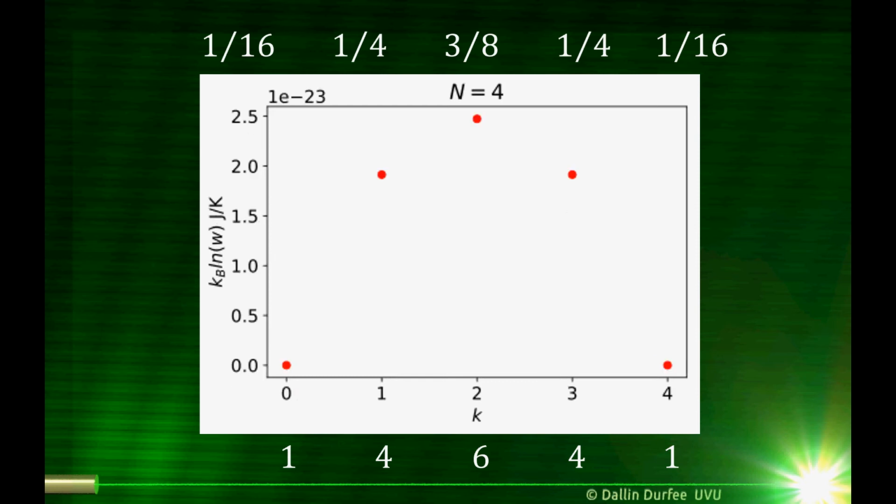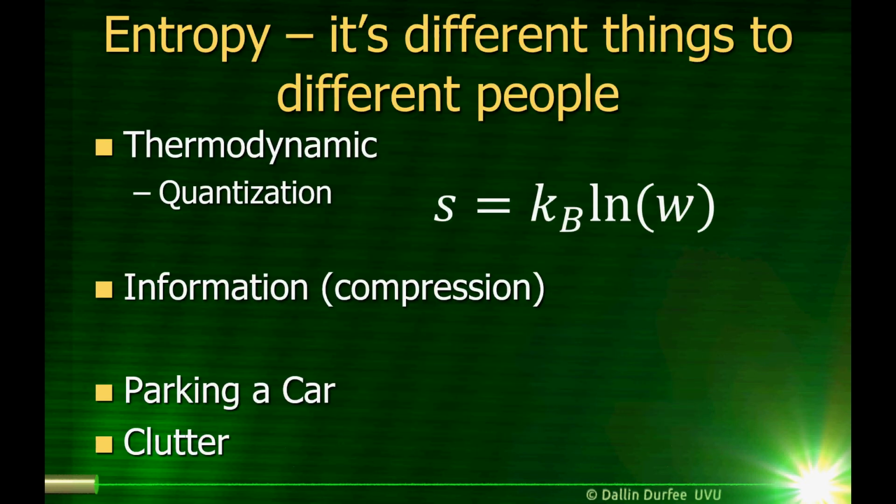So here's a plot of the entropy. All right? And so the most probable state, the macrostate, is the one with the most microstates, but the one with the most microstates is the one with the highest entropy. So higher entropy means higher probability. Now, entropy is different things to different people. In thermodynamics, we define entropy to be Boltzmann's constant times the number of microstates that correspond to a given macrostate.